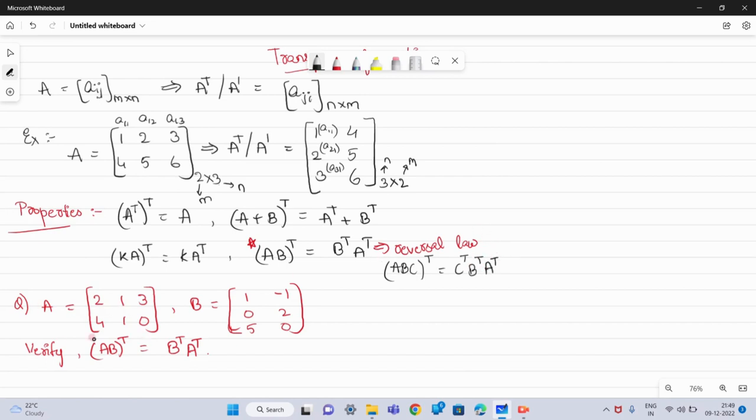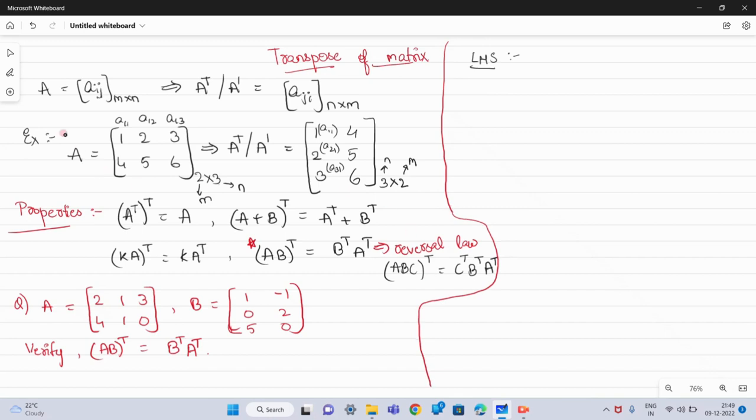Okay. Now let's solve this question. A matrix is given, B matrix is given, and we need to prove this reversal law. Let's do it. First, let's take LHS. LHS is AB. First multiply both matrices. A is 2, 1, 3, 4, 1, 0 into B which is 1, 0, 5, minus 1, 2, 0.